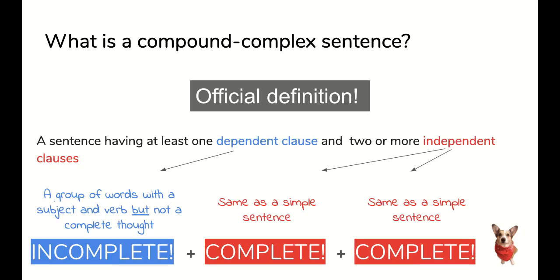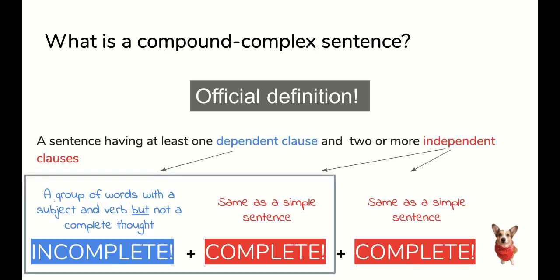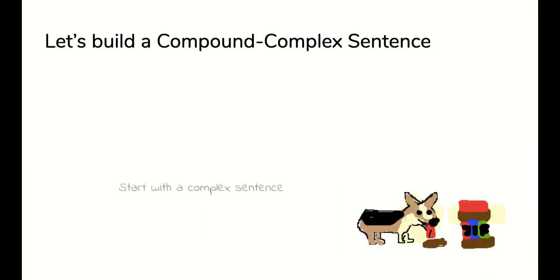When we add those together, that creates a compound complex sentence. This part is the complex sentence, the dependent and 1 independent clause. And this part is the compound sentence, where you have 2 independent clauses. I know that seems pretty confusing right now, but I'm going to show you a few examples, and hopefully it will become clear as you go forward. Here we go. Let's build one.